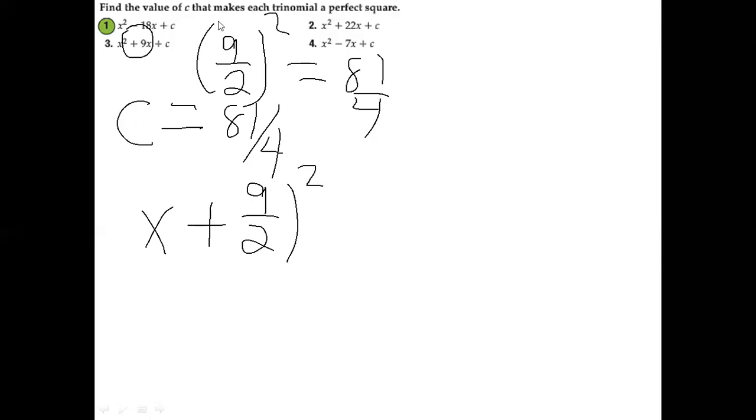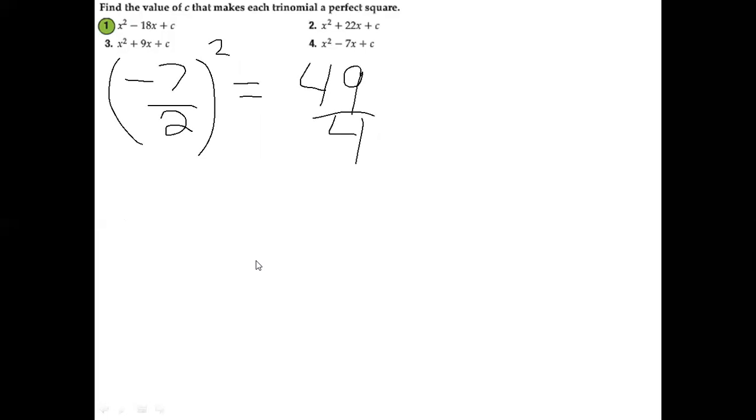Now, here's a little trick for whenever you want to write it in its factored form. It's always going to be x plus whatever you squared to get the value of c. So it's half of the middle term. It's going to be x plus half of 9, or 9 halves. Just leave it as a fraction.